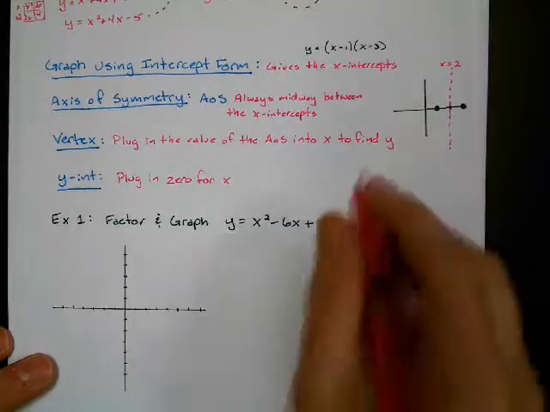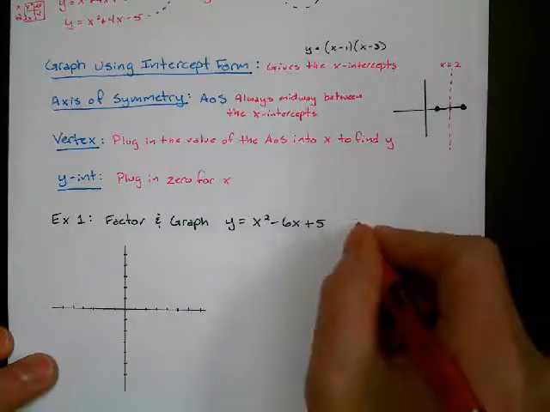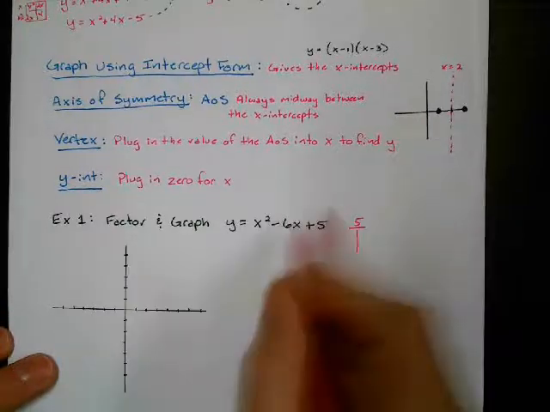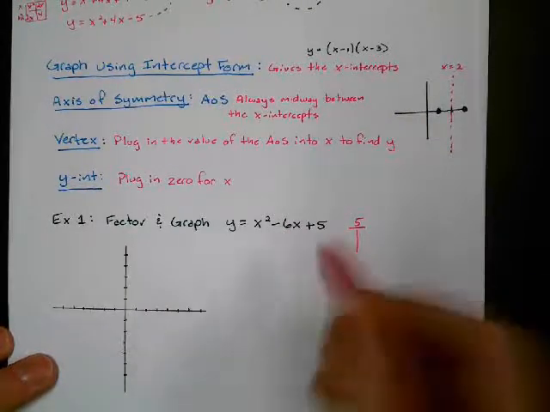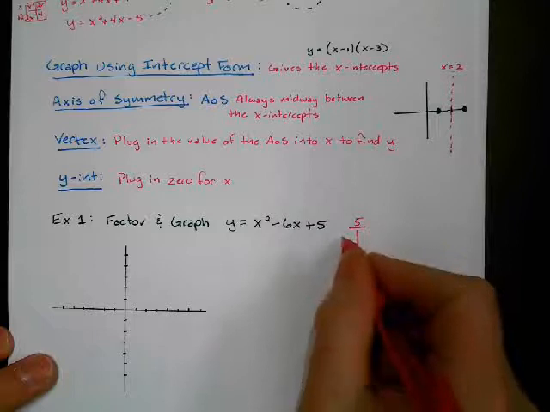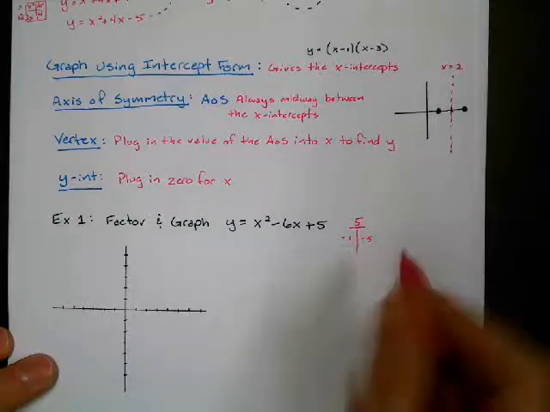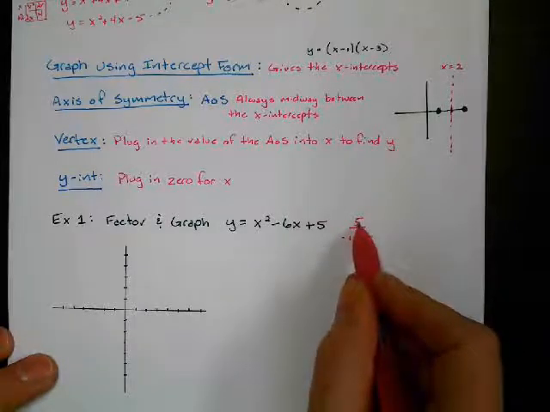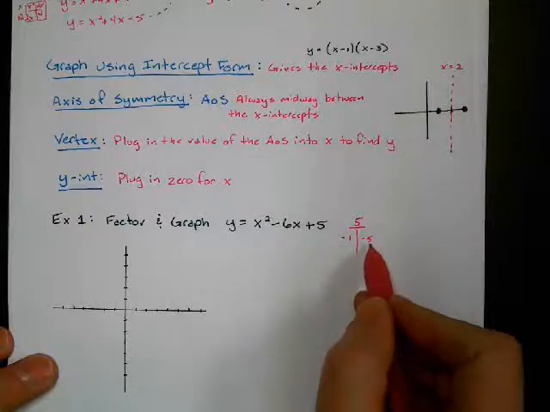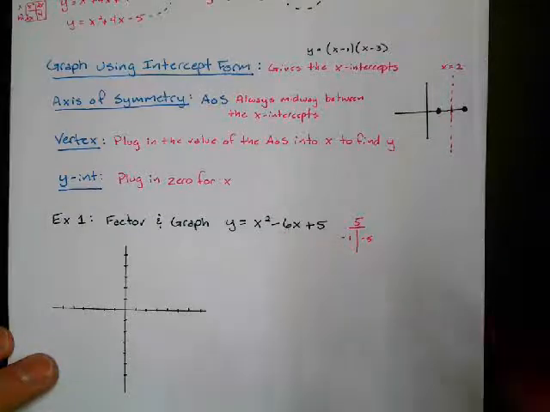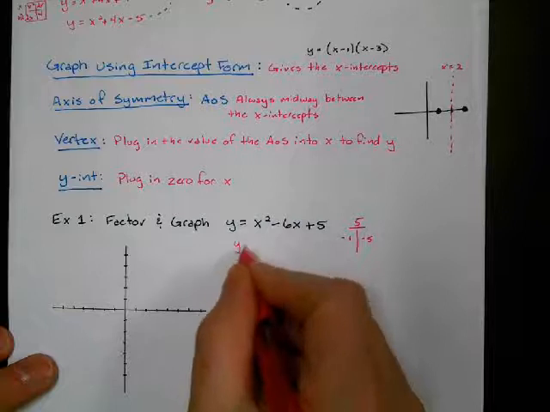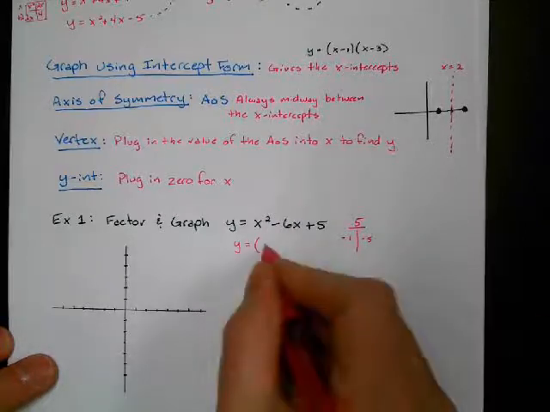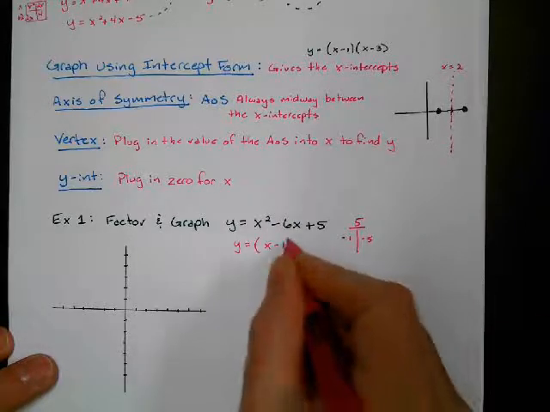So I'm looking for things that multiply to give me 5, but add to give me -6. So the only way that this is going to work is if both of my factors are negative, because -1 times -5 is +5, and then -1 minus 5 is -6. Okay, so I factor it. I know that this is going to split up into x minus 1, x minus 5.